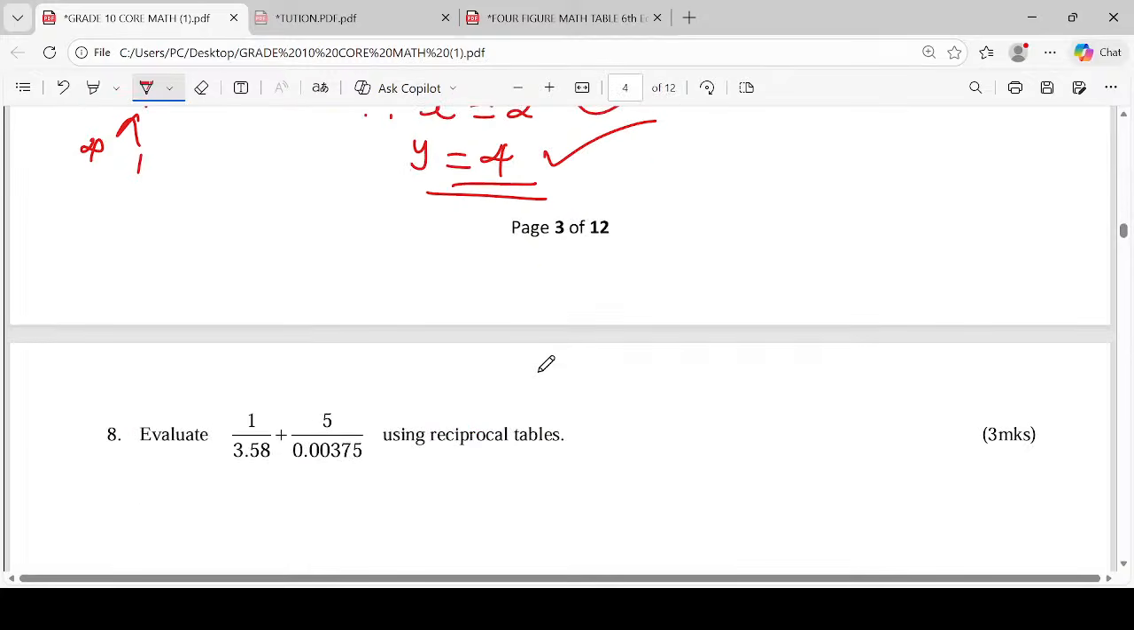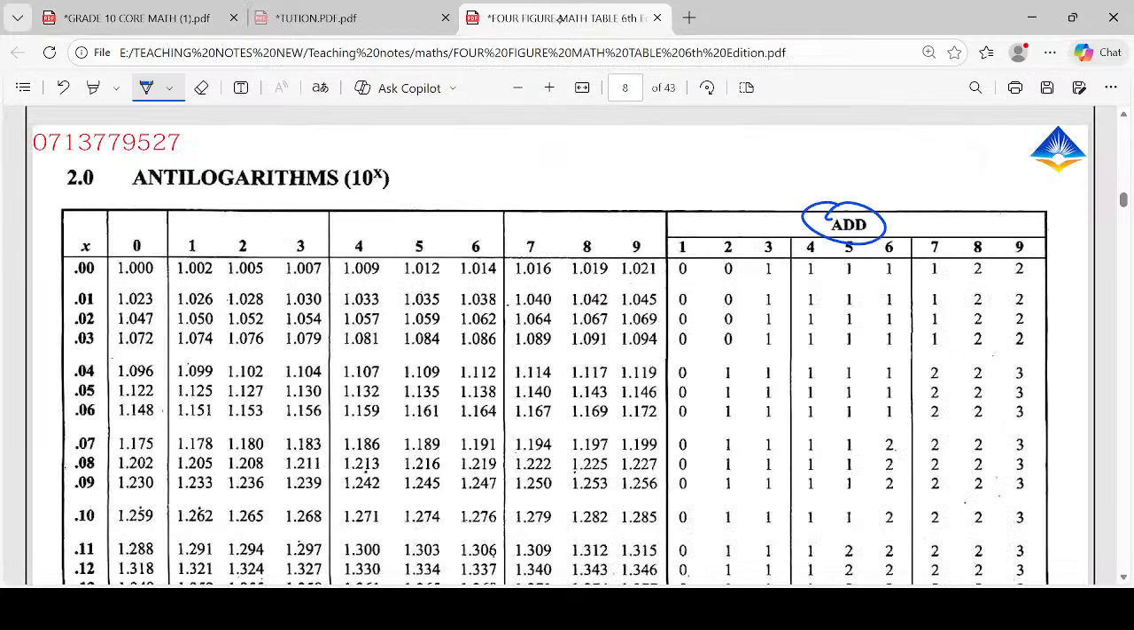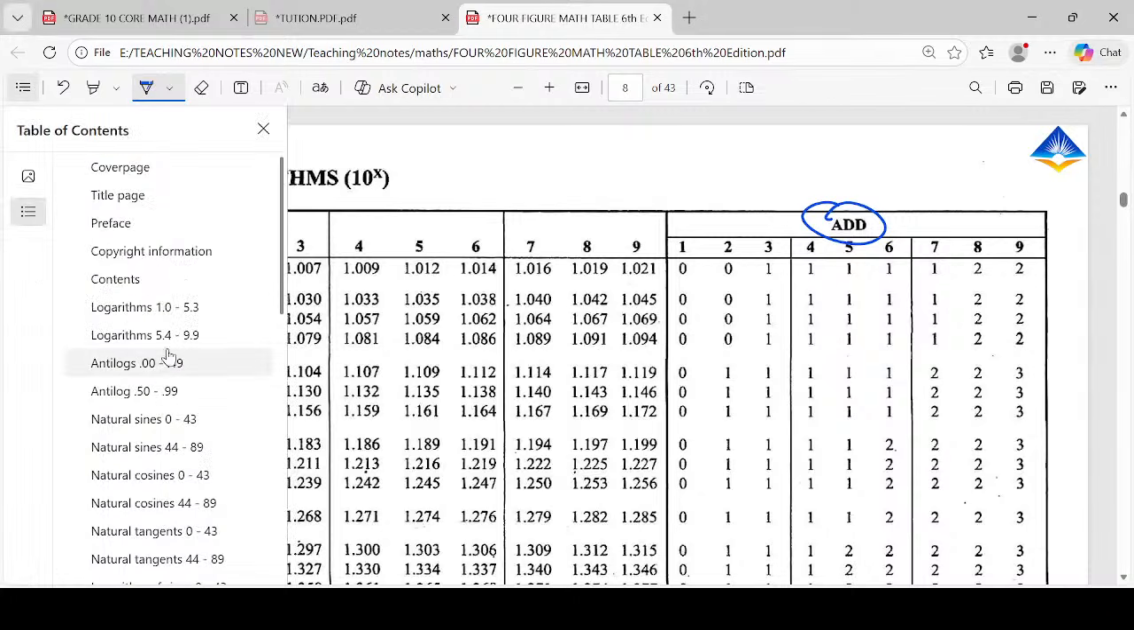Let's have a look at question number 8. Evaluate 1 over 3.58 plus 5 all over 0.0375 using the reciprocals table. When you go to your math tables, page 17 of your math tables is talking about the reciprocals. So let's go to the reciprocals.